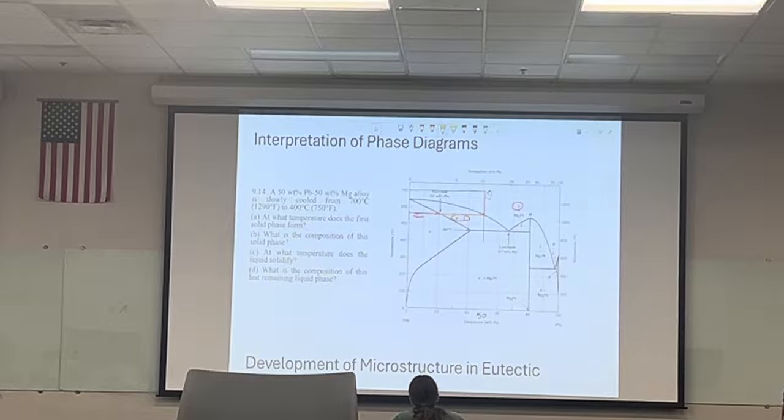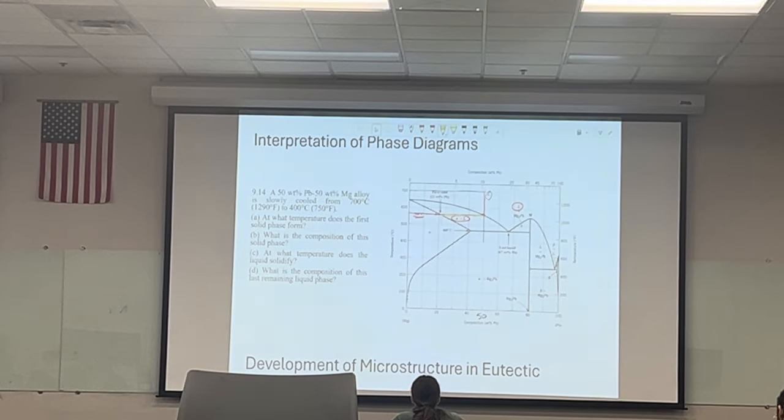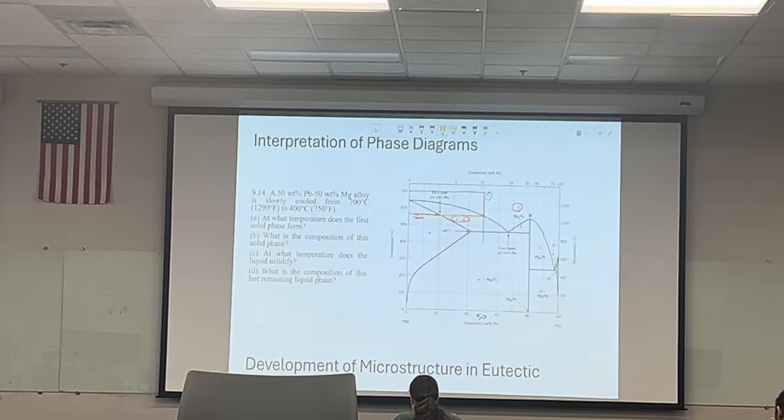So here's the result. You're saying that the first solid is 21 weight percent lead here, and if we bring this one down, it should equal 79% magnesium, since they're basically a ratio of each other.